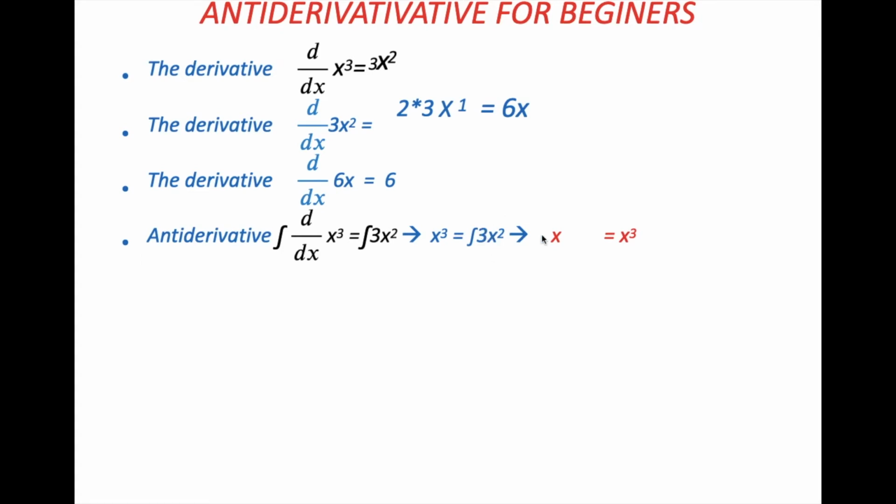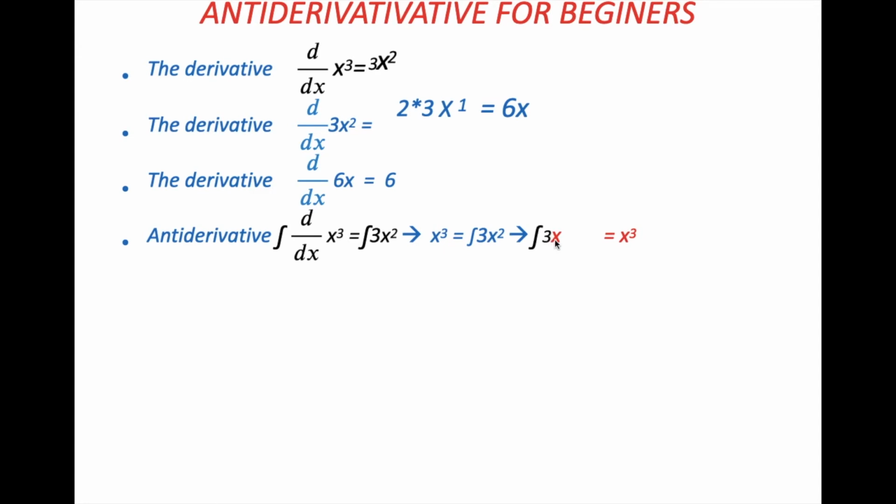What does this mean? When the antiderivative and the derivative cancel each other, when you go right, you will get the derivative. And when you go left, you will get the antiderivative. So, watch. The derivative of x cubed is 3x squared. And the antiderivative of 3x squared is x cubed. How is the antiderivative of 3x squared x cubed? We will show you right here.